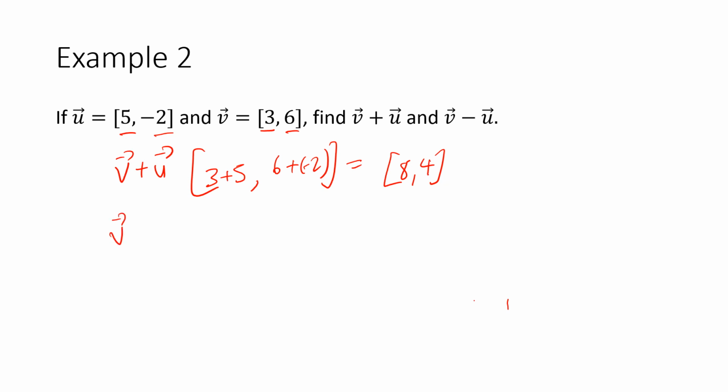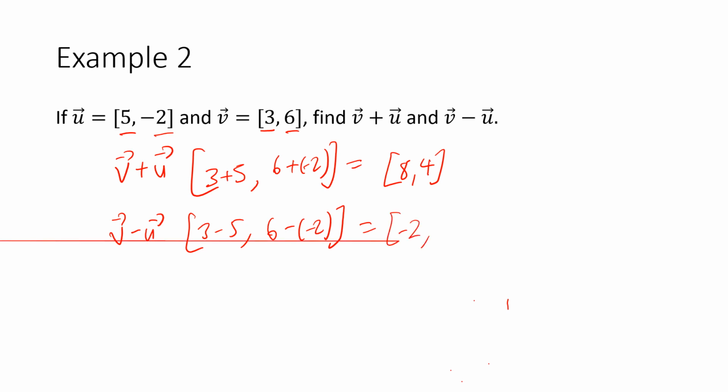If we were to subtract the two vectors, we would have 3 minus 5 and 6 minus -2. That would give me -2 and 8.